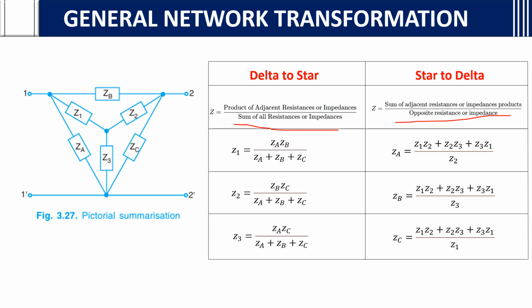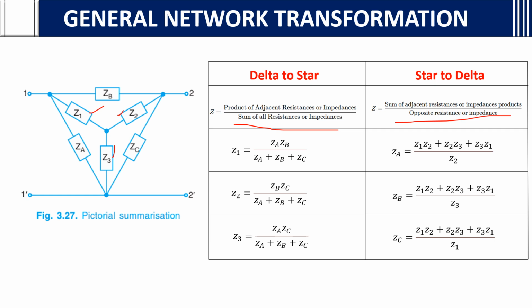First, you see, initially I combined both, star and delta. Now, see how we are converting it. Initially, we'll see delta to star. This is delta, which you know already. You don't know Z1, Z2, Z3. You want to convert this delta form to this star form.